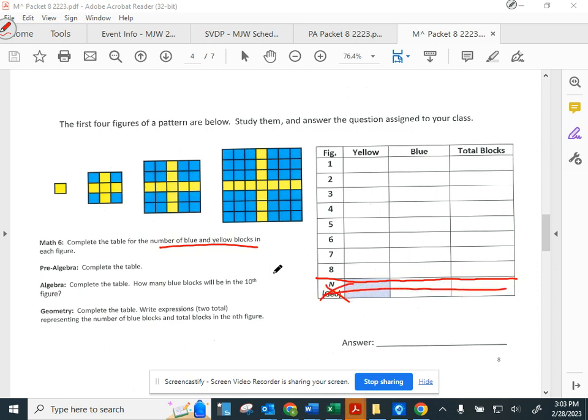So if we look at figure 1, we can see there is one yellow, no blues, and we don't need to do the total blocks. So we just have to do the blue and the yellow blocks. Figure 2 has 5 yellows and 4 blues. Figure 3 has 9 yellows and 16 blues. Figure 4 has 13 yellows and 36 blues.